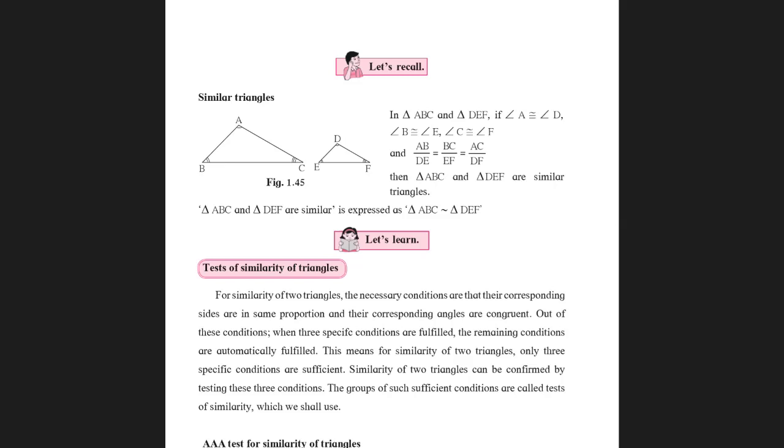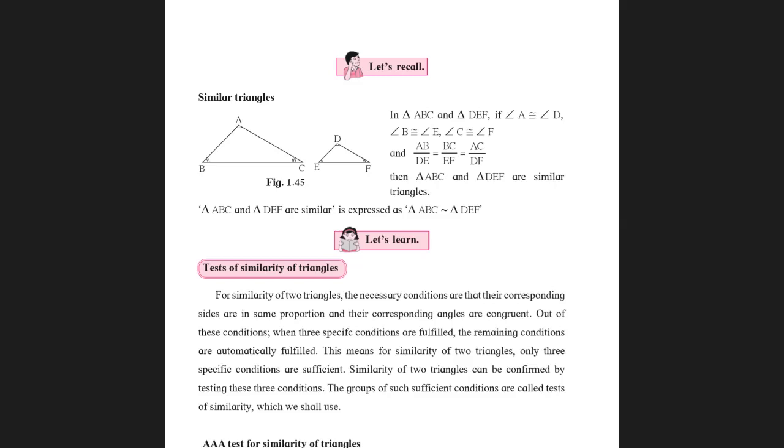Which is the first condition? Condition number 1, the corresponding angles should be congruent. That is, angle A congruent to angle D, angle B congruent to angle E, and angle C congruent to angle F. Condition number 2, the corresponding sides should be in proportion. That's AB upon DE equal to BC upon EF equal to AC upon DF. Okay. So then you call the two triangles to be similar.